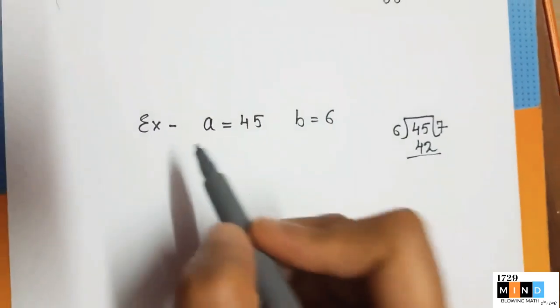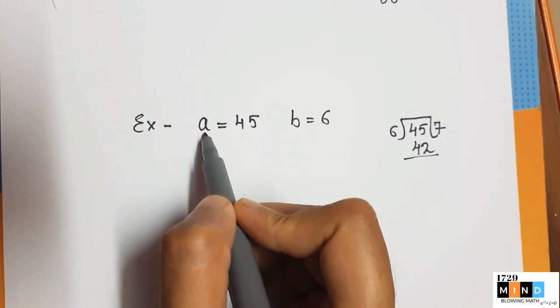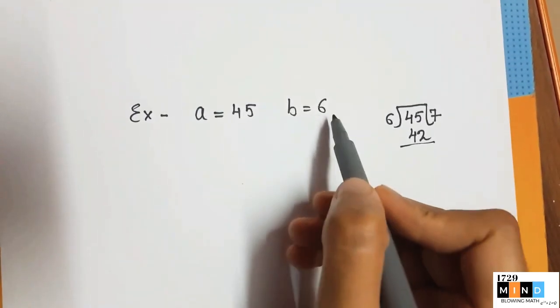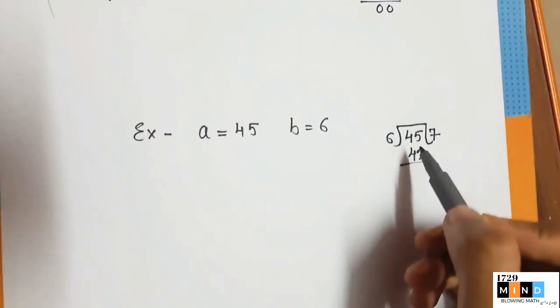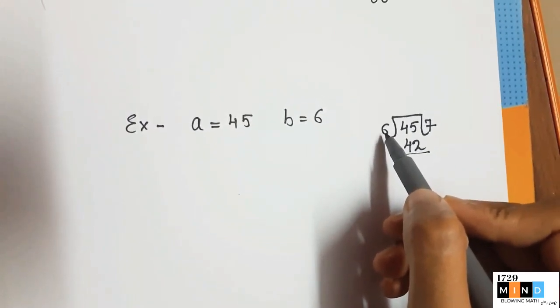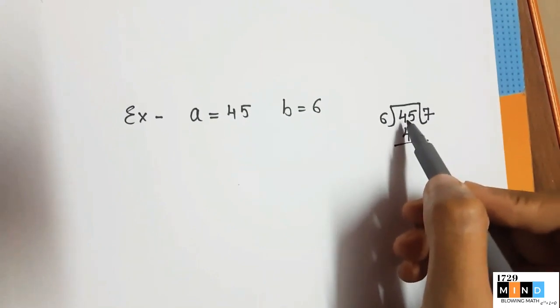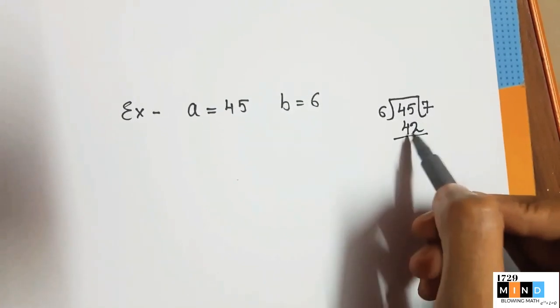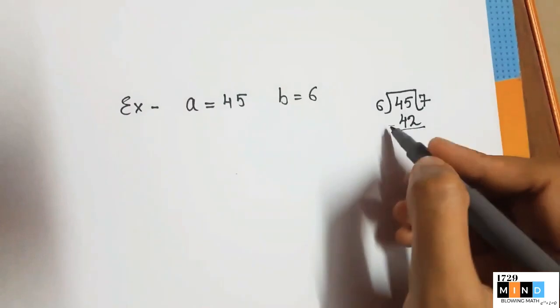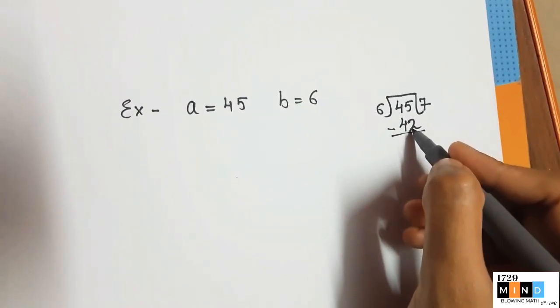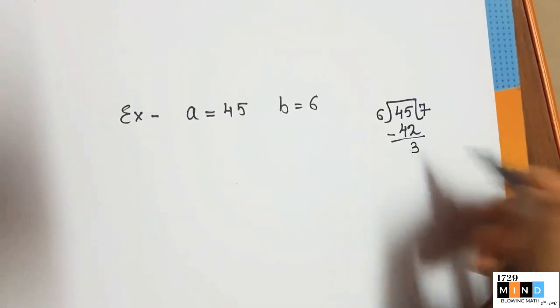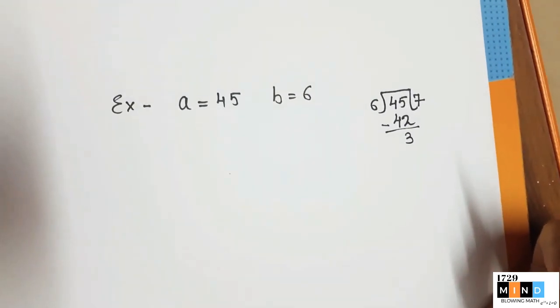Let us consider an example. Suppose a is 45 and b is 6. When we divide 45 by 6, in the table of 6 there is no 45. So we take 6 sevens are 42. When we subtract 42 from 45, we get the remainder as 3.